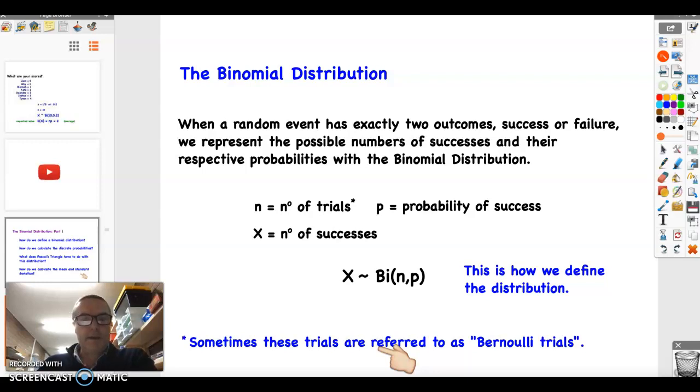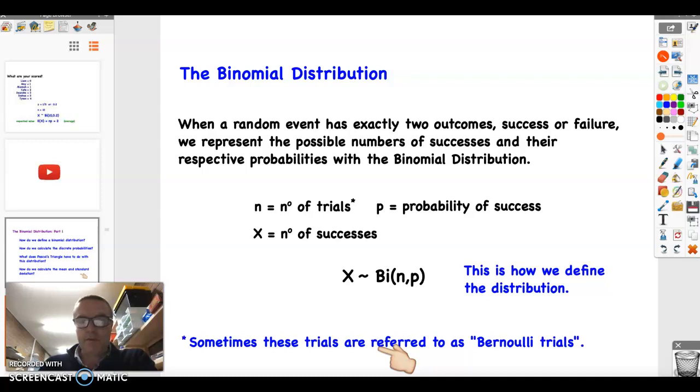So as I've expressed here, when a random event has exactly two outcomes, success or failure, we represent the possible numbers of successes and their respective probabilities with the binomial distribution. So we'll break that down a little bit more in the next few slides.